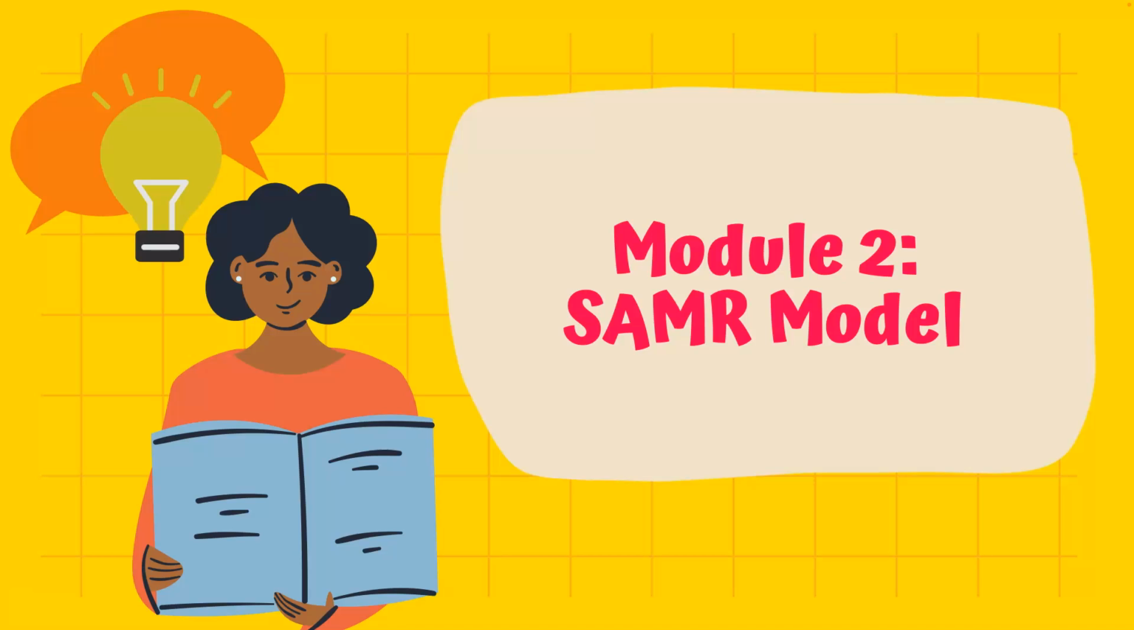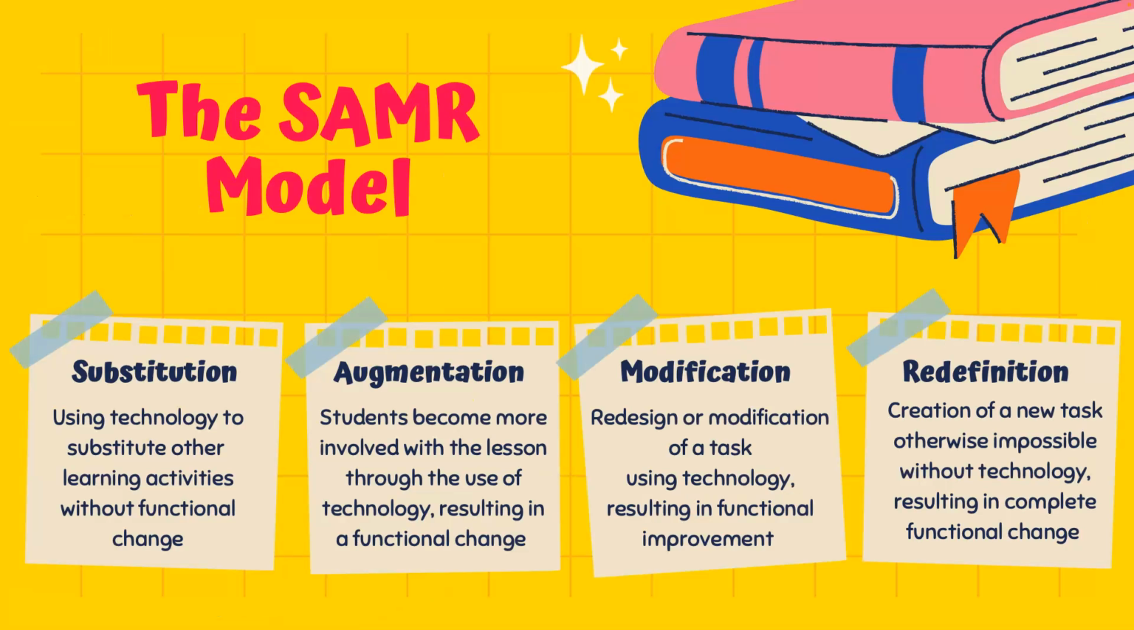According to Ottenbreit-Leftwich and Brush, the SAMR model defines a progressive model in which each level represents a more effective means for integrating technology into instruction. Page 176. The SAMR model categorizes technology application into 4 progressive levels: substitution, augmentation, modification, and redefinition.